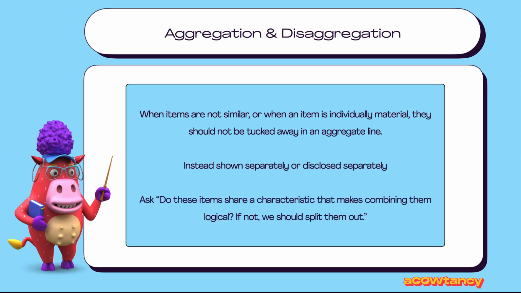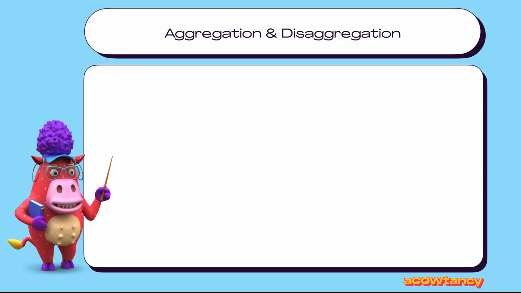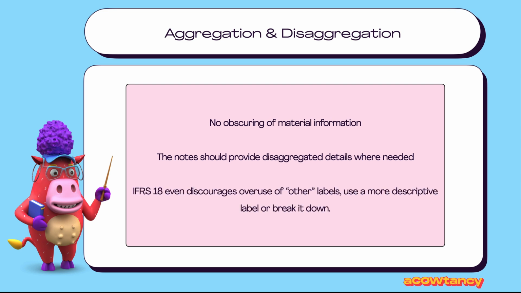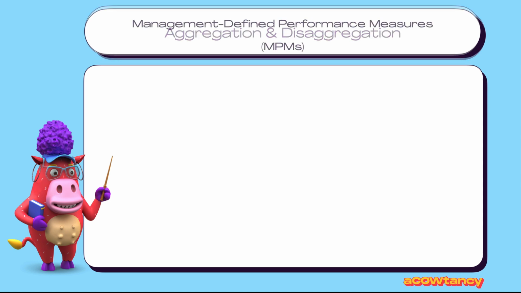As you're going through the P&L and the SFP, you ask yourself: do these items share a characteristic that would make combining them logical? If not, split them out. Remember, we split out things that are individually material or significantly not similar. So we make sure we don't obscure material information by bringing it out. The note should provide the disaggregated details where needed if you're not doing it on the face. And IFRS 18 even goes as far as to say, don't use other assets or other income. Try to label or break it down as much as possible.